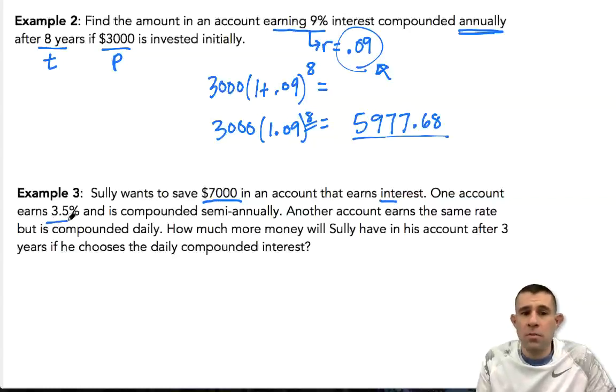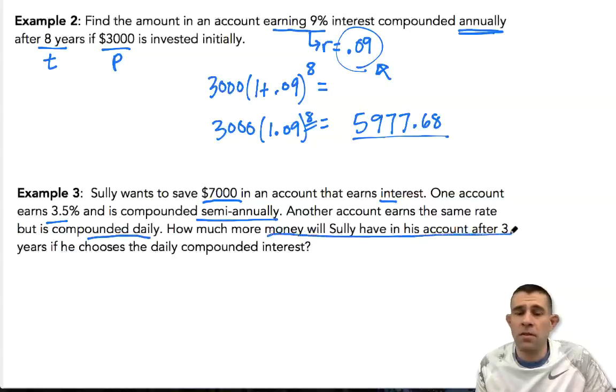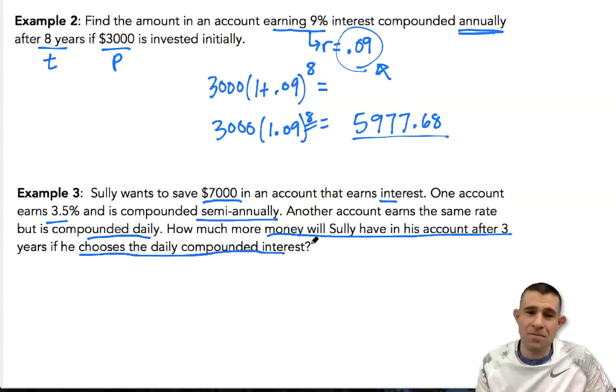All right, example 3 says Sully wants to save $7,000 in an account that earns interest. One account earns 3.5% compounded semi-annually, and another account earns the same rate but is compounded daily. How much more money will Sully have in his account after 3 years if he chooses the account where it's compounded daily?